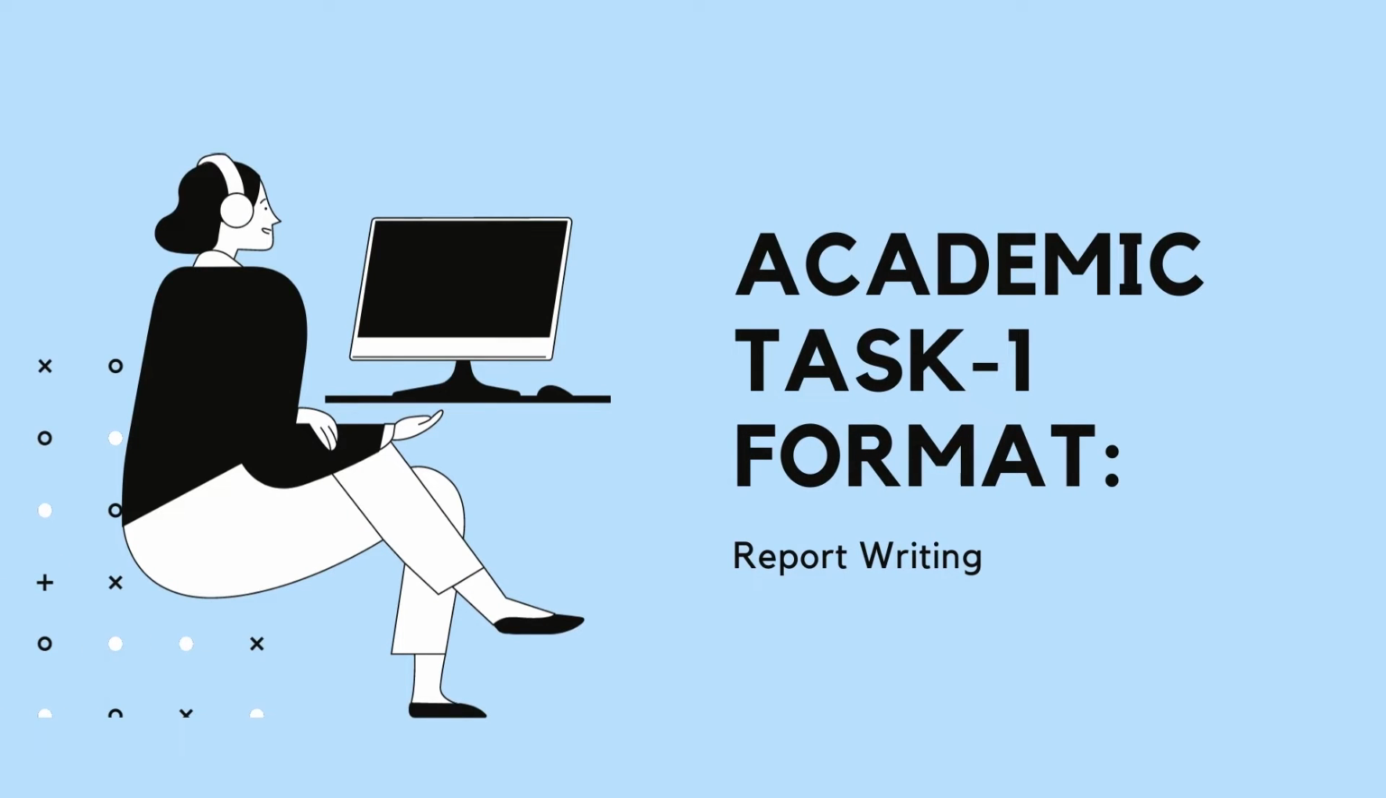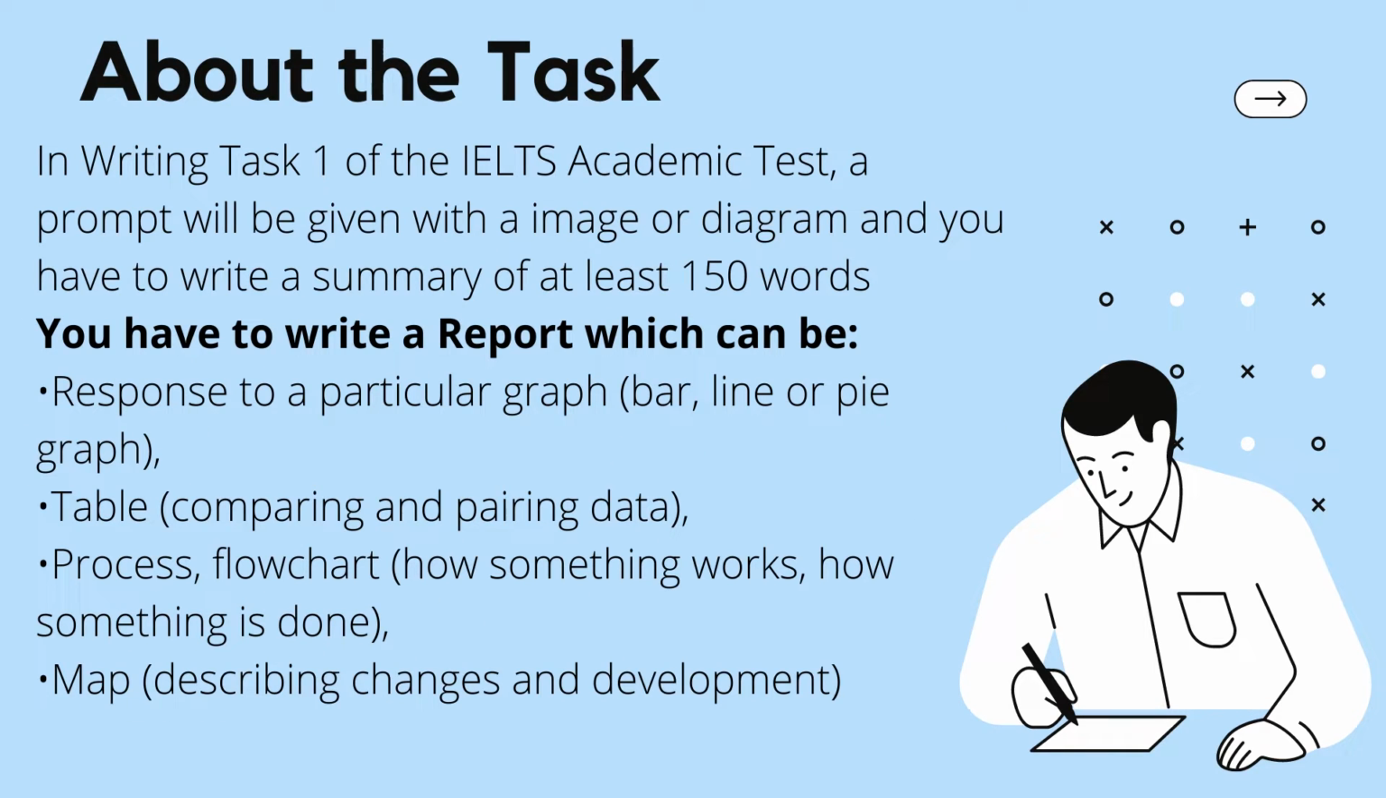In this lecture, we will learn the format for different types of questions in academic task 1 of IELTS, which is report writing. Before we see the format, we will learn some important things about the task. In writing task 1 of the academic IELTS test, a prompt will be given with an image or diagram. A prompt means the description of the image or diagram. You have to write a summary of at least 150 words in no more than 20 minutes.